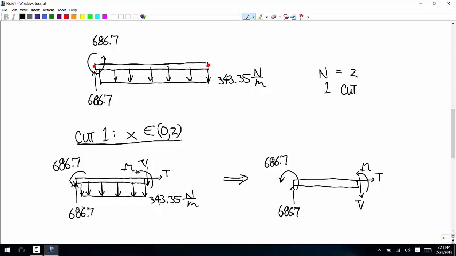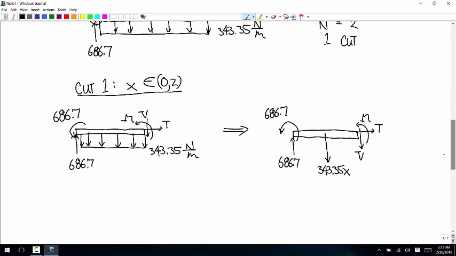And now the distributed load, the length of this is x. So we have a downward force of, the area of that rectangle is 343.35 times x. So 343.35x. And it acts right in the middle. So for dimensions, this is x over 2, and this is x.